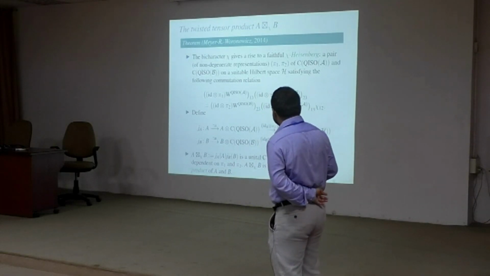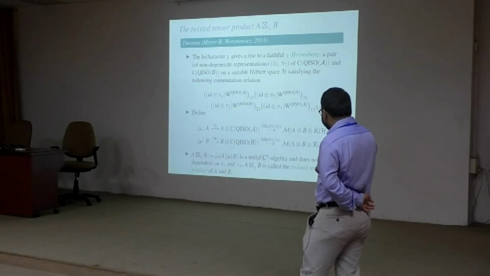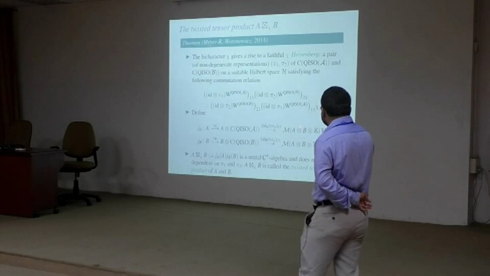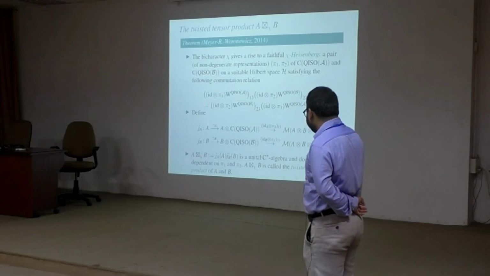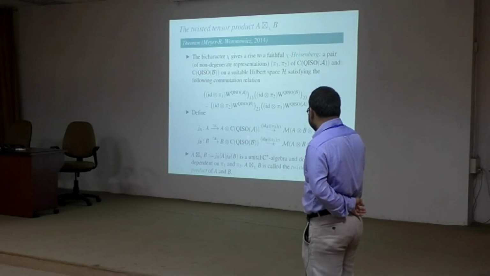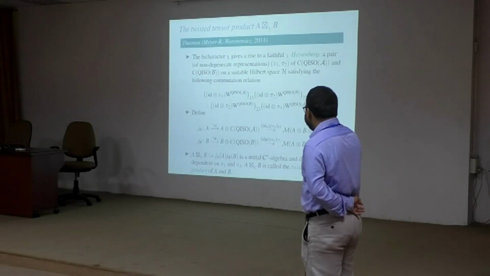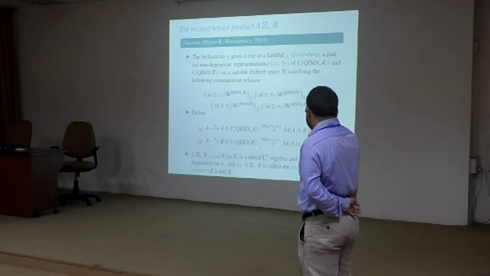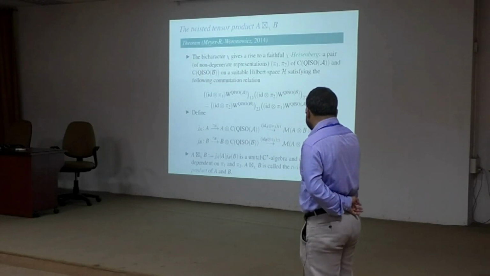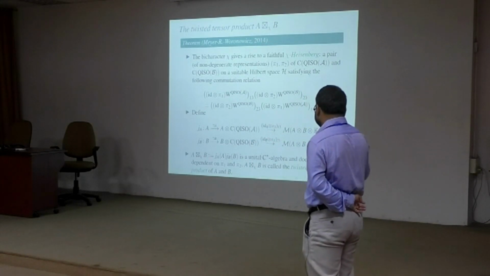That's what it says. Having this pi 1, pi 2, you can define a map from A to the multiplier algebra of A tensor B tensor K of H. Simply, first apply gamma A, and then on this component you apply pi 1 and embed it in there. Similarly, you apply gamma B, embed it, and then apply pi 2 and embed it here.